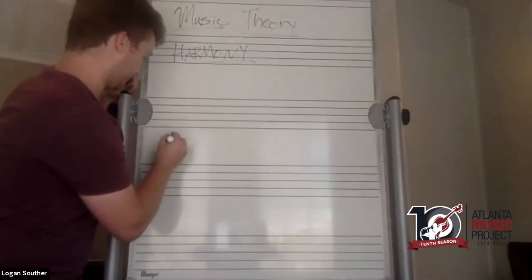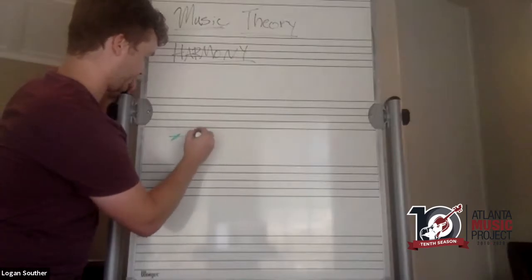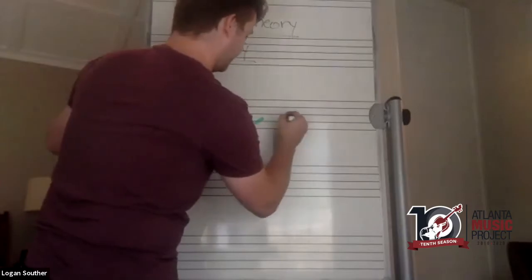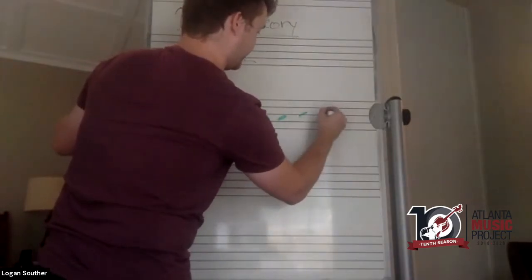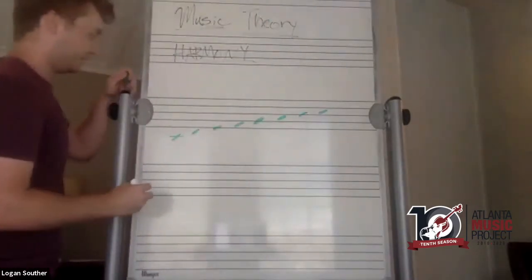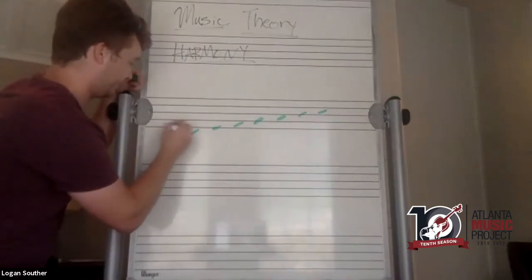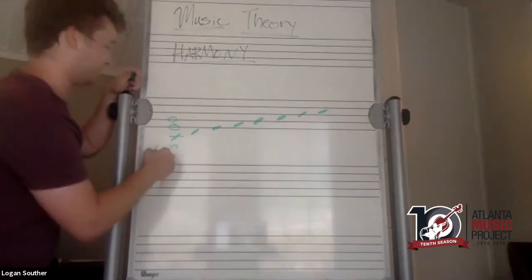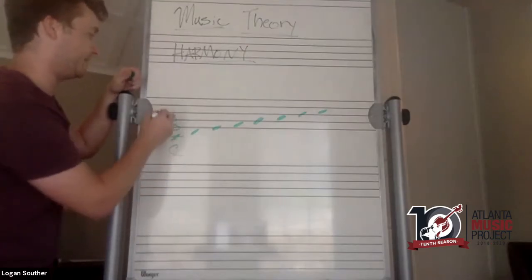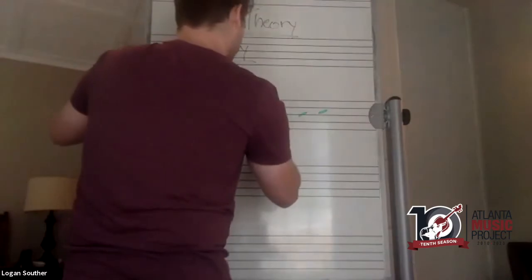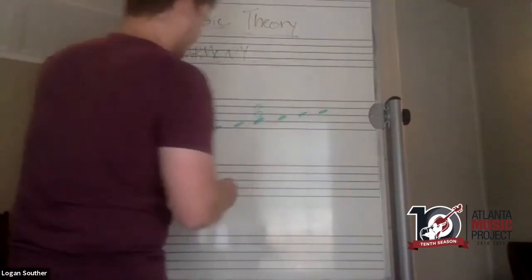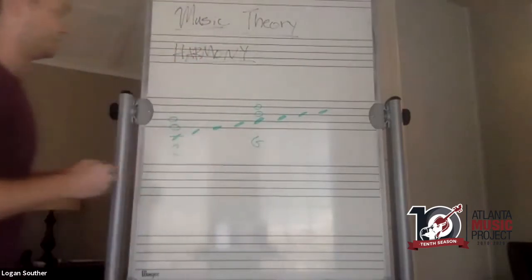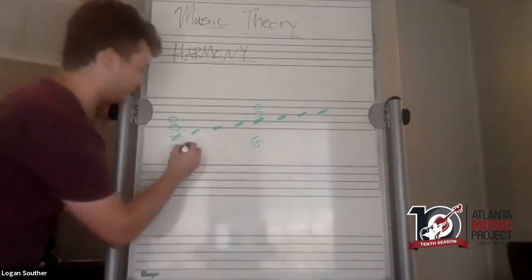Let's put our C major scale up one more time. C, D, E, F, G, A, B, C. So if we have a triad built on these notes, C, E, and G, and we have a triad built on these notes here, build it starting on G, G, B, and D.